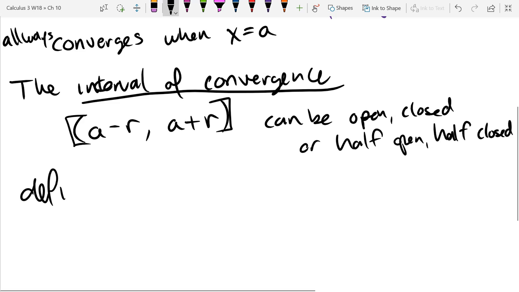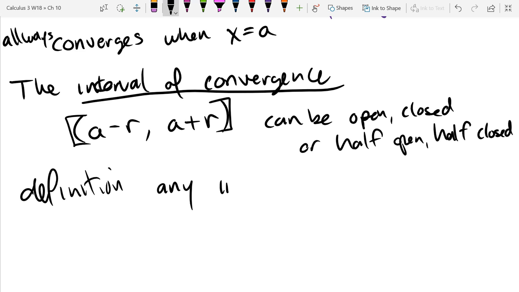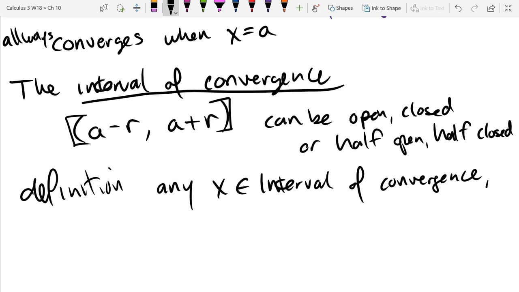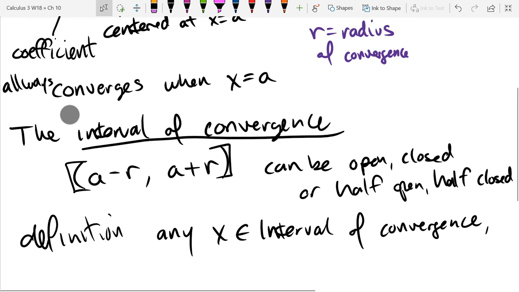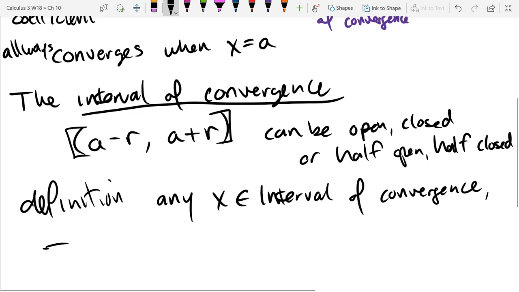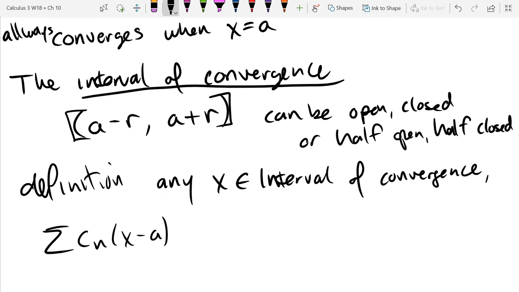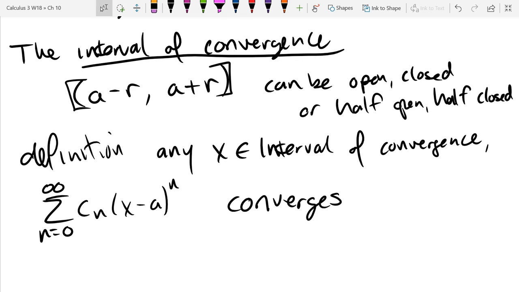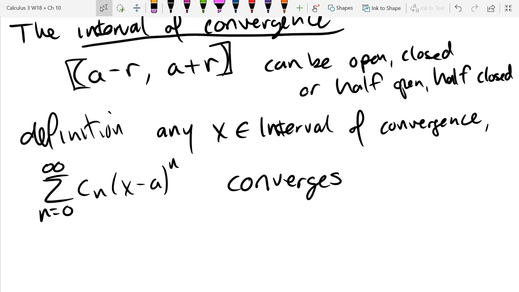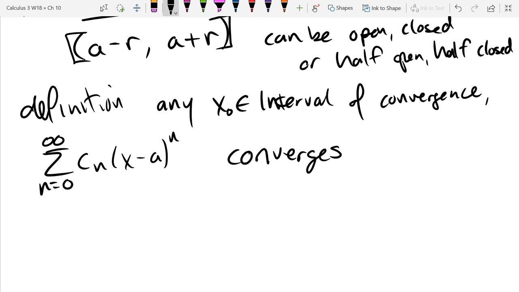All right, so definition. Any x in the interval, so any x inside this interval, this summation needs to converge. So all it means is if the x comes from the interval of convergence, then that series better converge for that x value. That's all it means to be in the interval of convergence. I'll call this x naught instead of just regular x, because it's a fixed element inside.